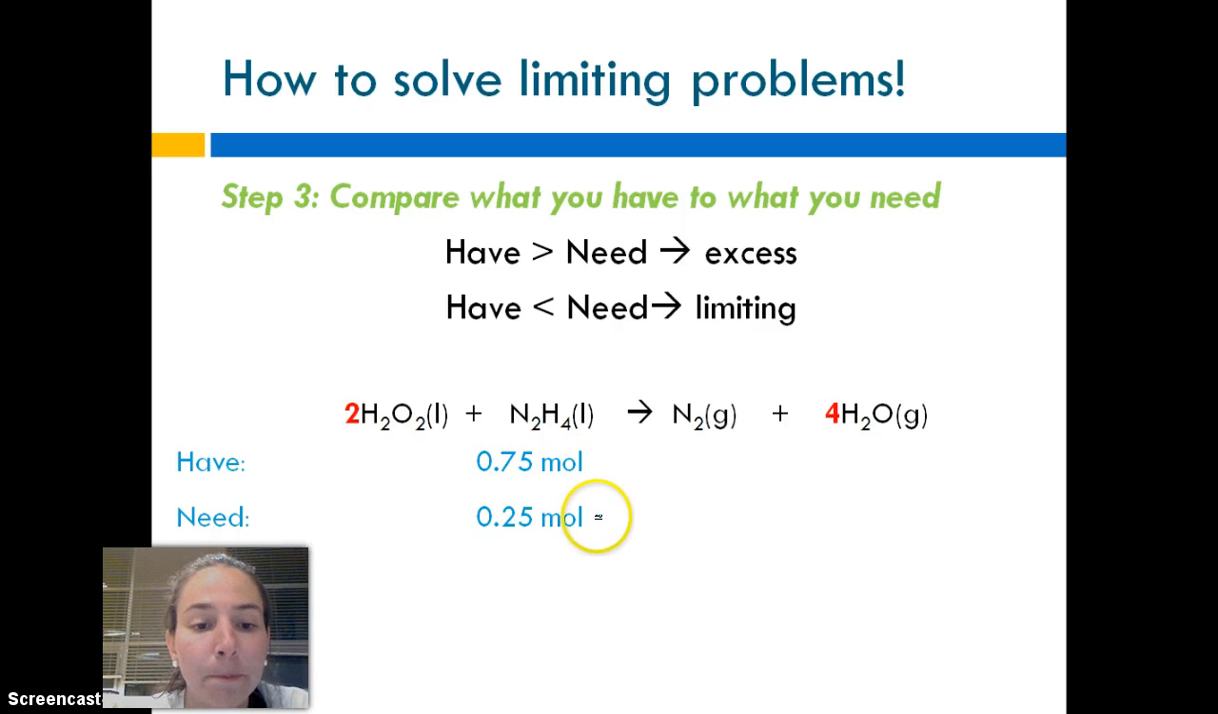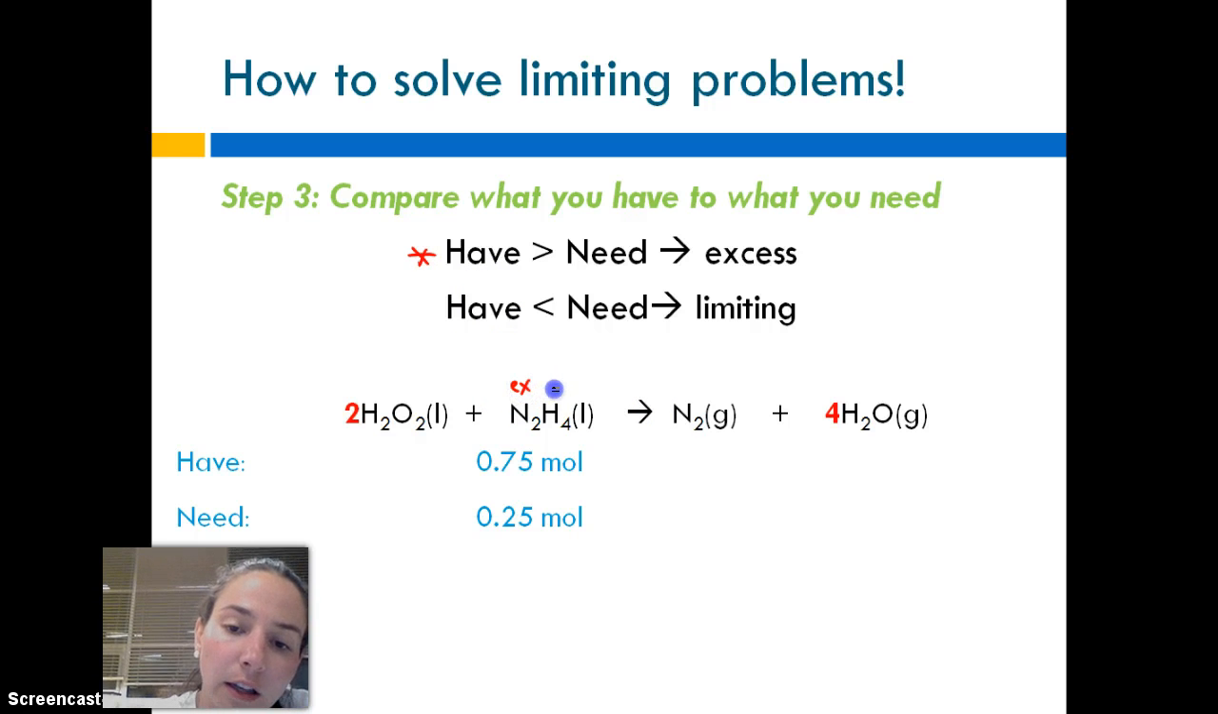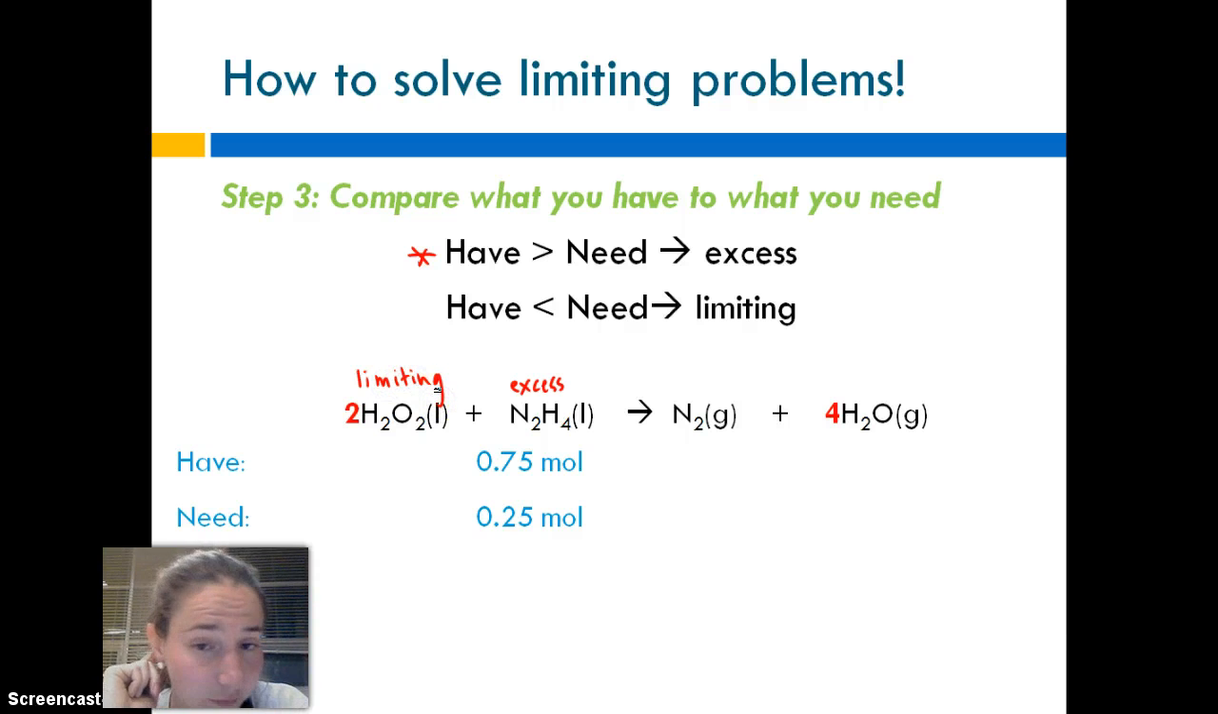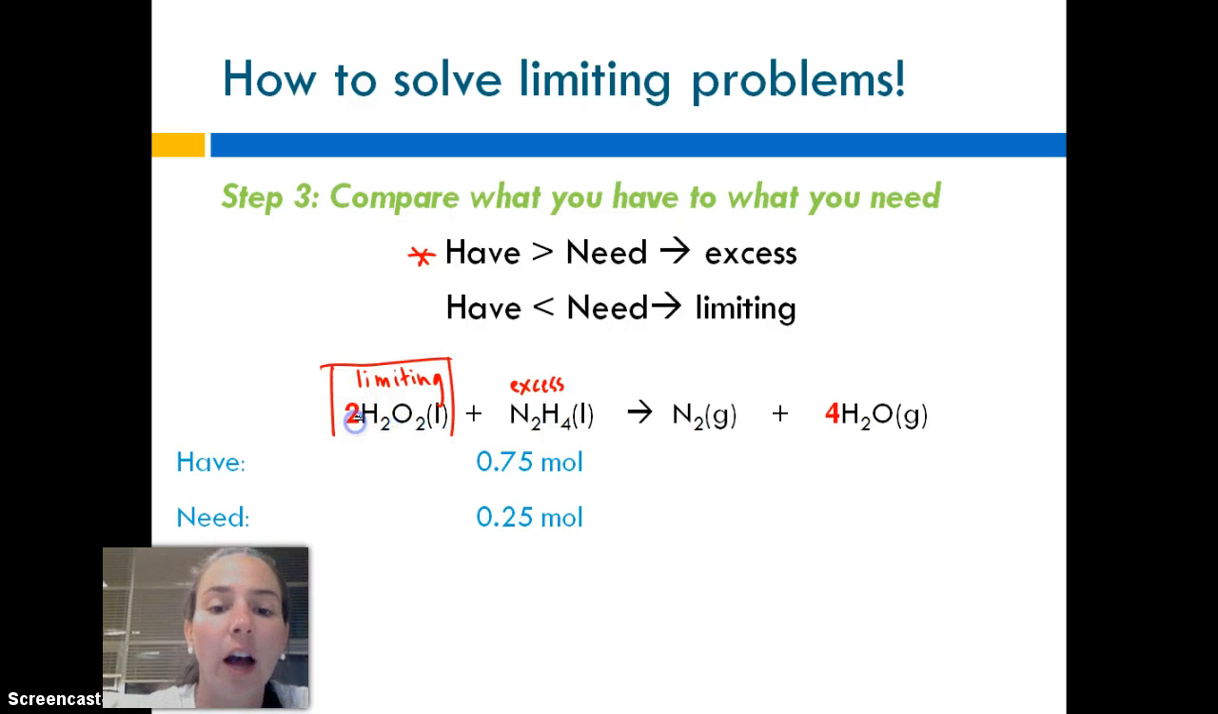In this case, I have way more than I need. I have extra, so this is in excess, which means that the hydrogen peroxide is limiting. All the rest of the calculations are going to be done with hydrogen peroxide because that was the one that's limiting. Remember, I can only make 7 sandwiches with my 7 slices of cheese. All the math has to be done with the cheese.